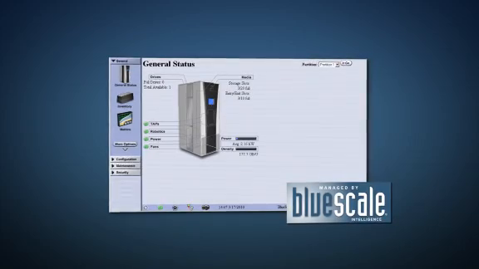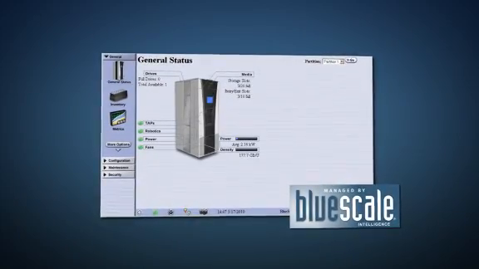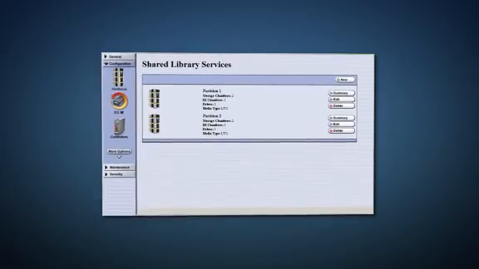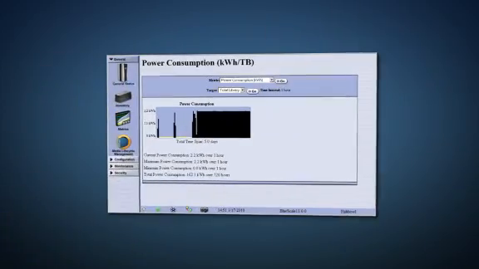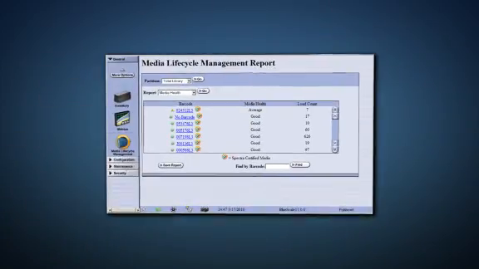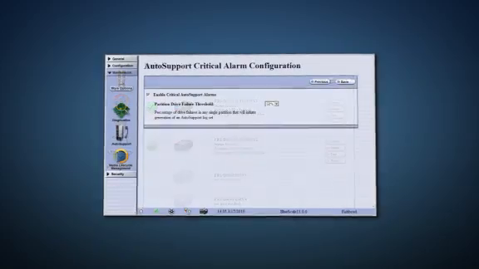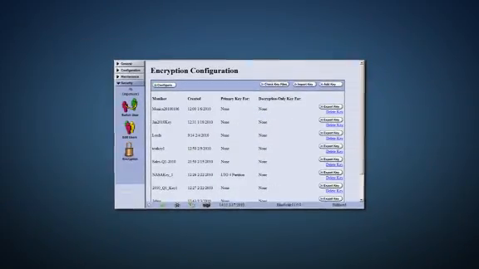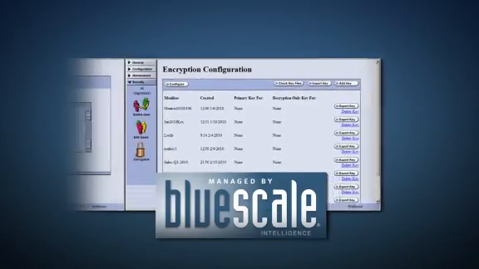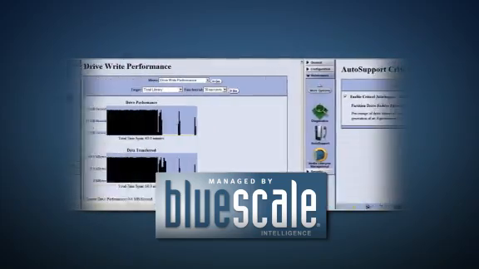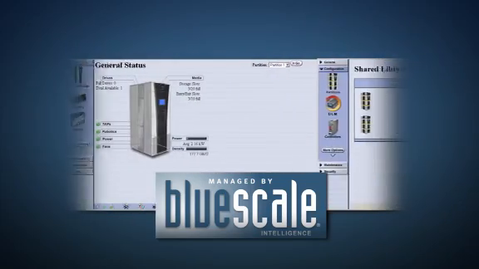All management functions of t-finity are performed by a single Bluescale interface. This powerful, easy-to-use interface gives you outstanding control over library configuration and partitioning, media moves, energy monitoring, performance reporting, media, drive, and hardware health monitoring, plus integrated encryption with key management. With one interface, you have a uniform point of command for all critical library functions.